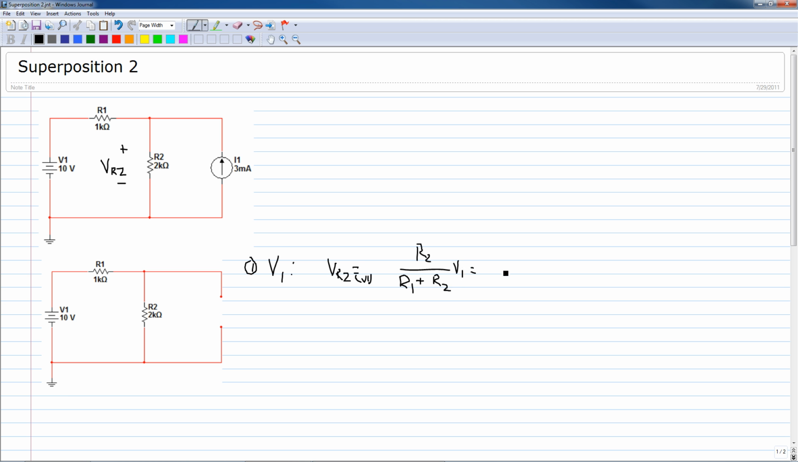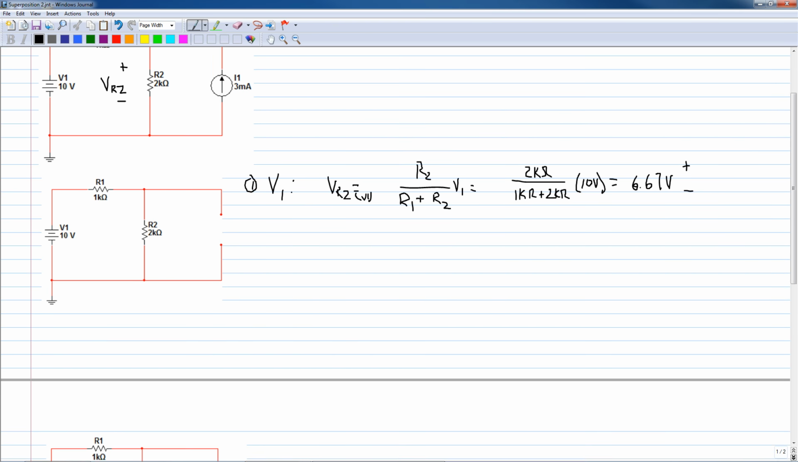Substituting in our known values, that comes out to be 2k ohms divided by 1k ohm plus 2k ohms, times 10 volts. Substituting that into our calculator gives us a result of 6.67 volts, with a polarity of plus on the top and minus on the bottom.